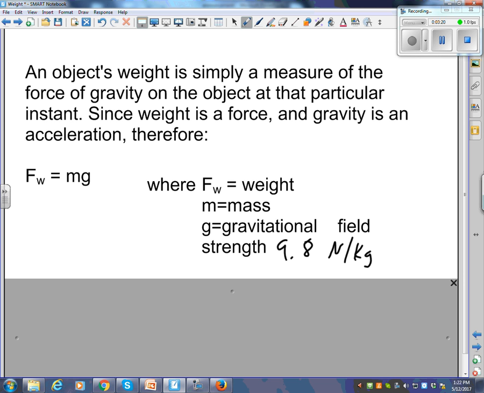Okay, so F_W is equal to mass times gravity, where F_W is the weight, measured in newtons, and mass is measured in kg. Nothing of real importance there.